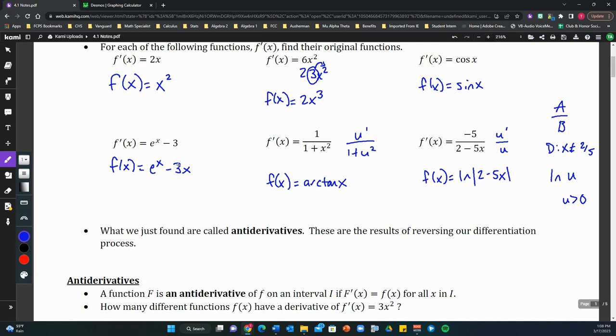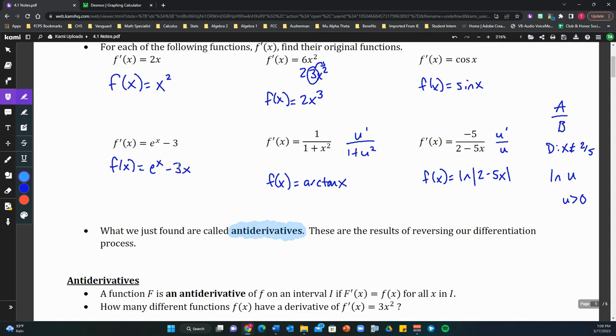All right, now, what we just did, all 6 of those problems, we found something called the antiderivative of the derivative functions that we started with. So again, derivative is when we move from f to f prime, but if I start with the function and I go backwards to the function that came before, that is referred to as the antiderivative.